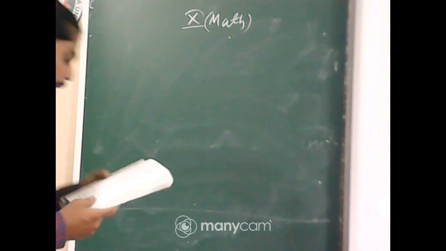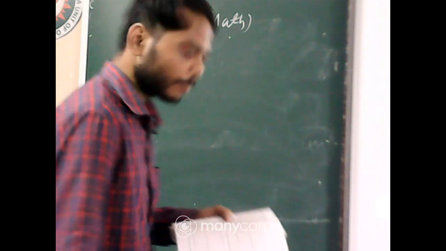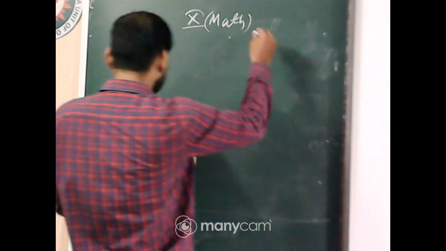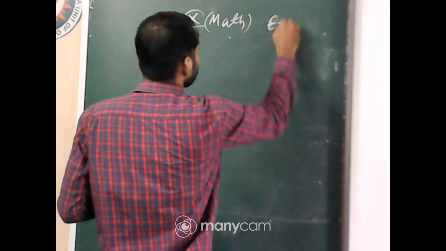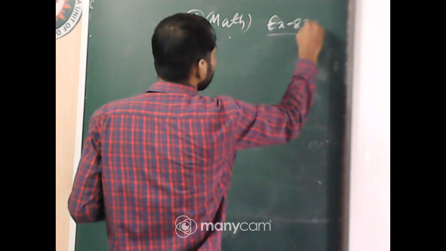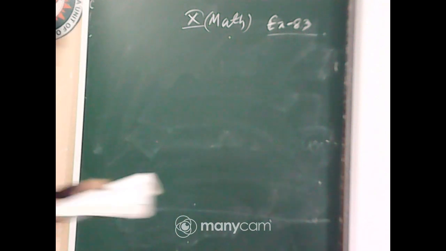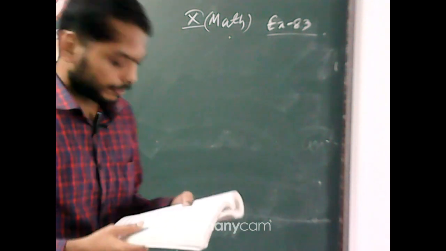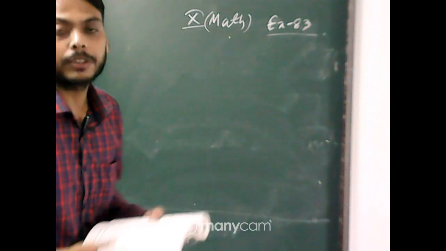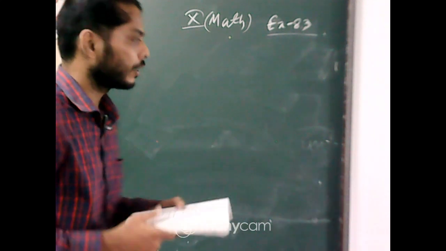So in the last class we have done up to question number 4 of exercise number 8.3. We'll start from question number 2 today. We have discussed in the last class about the complementary relations between the T ratios. So you also do it in your copy, okay? And if it is possible, you send me the copy, I'll check it out here.